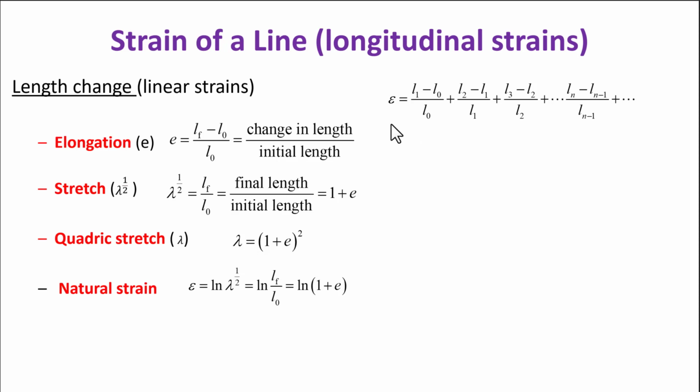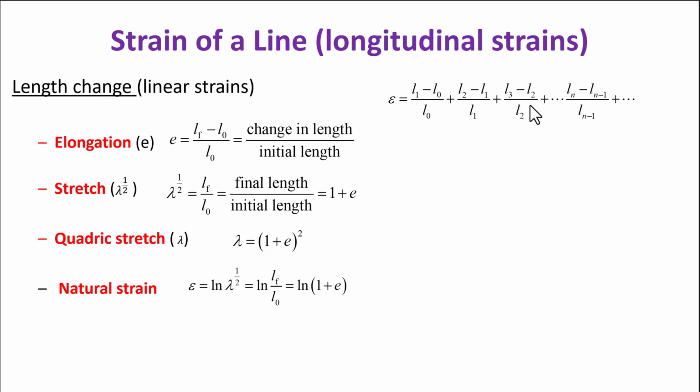Imagine a line is progressively lengthened, so progressively stretched or shortened. Its initial length is L0. After the first increment of the stretch, the length is changed to L1. So the first increment of the strain is L1 subtract L0 divided by L0. In the second increment of strain, the length is changed to L2. L2 subtract the length to start with, that is L1, divided by L1, that's this.